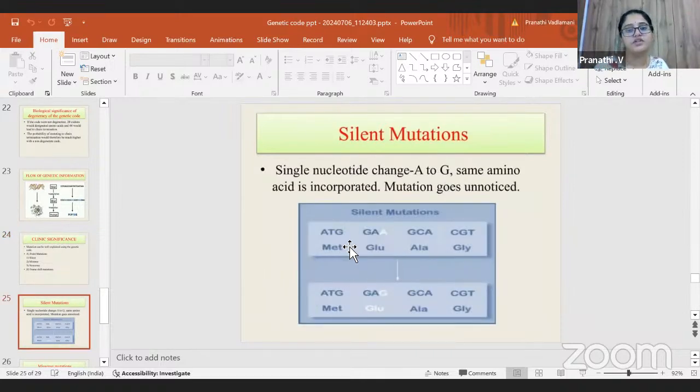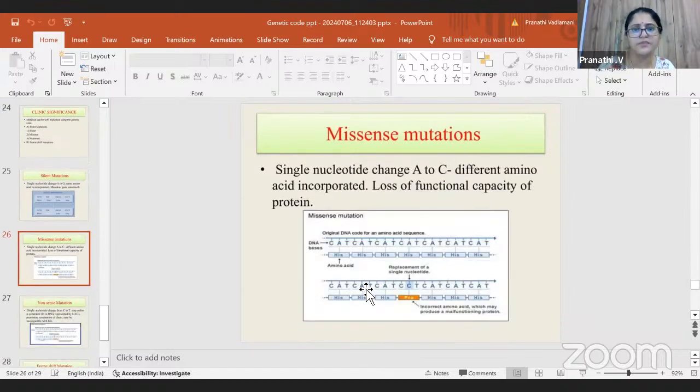So silent mutations are single nucleotide changes. For example, ATG codes for methionine. So GAA, glutamine. In this case, whenever there is a silent mutation, it's the same amino acid, because the first two nucleotides are not changed. So this mutation is not going to make any difference as such.